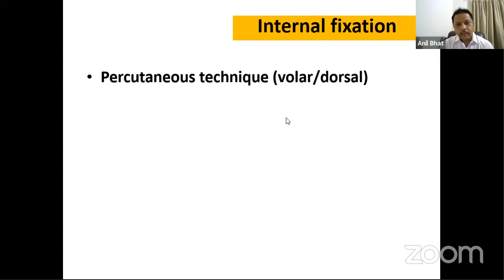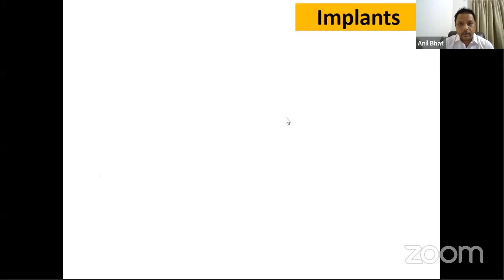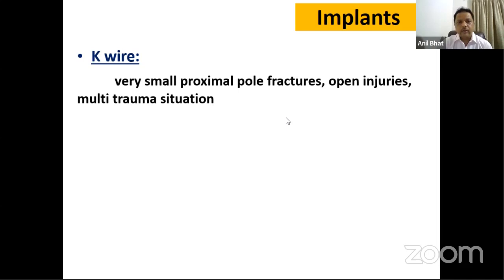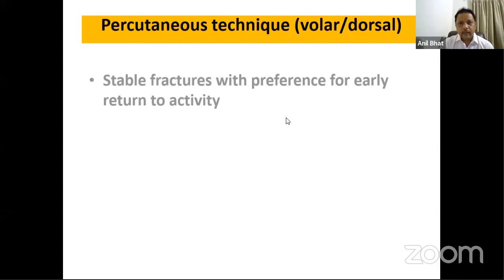Internal fixation can be percutaneous, both volar or dorsal. It can be an open method, can be arthroscopic assisted. There might sometimes be a role for bone grafting primarily if the surgeon feels unsafe. K-wires are generally given up, but for very small proximal bone fractures, open injuries, multi-trauma situations, you still have to keep them in your armamentarium. We have moved on to the headless cannulated screws, which give a much more stable kind of compression.